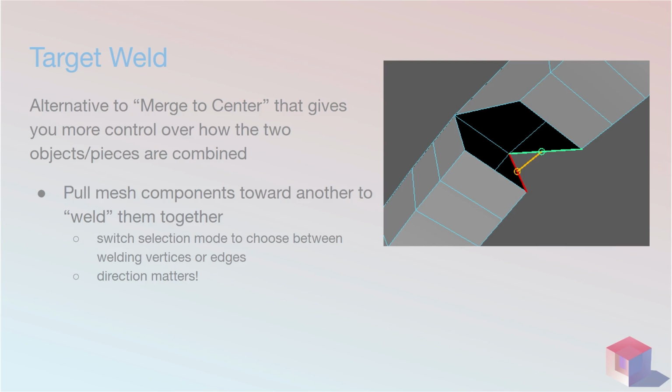Another method to do this is the target weld tool. While the merge the center tool takes the average of the two positions, the target weld tool basically pulls one vertex or one edge to the other, and then it welds them together essentially like that. Very useful for filling holes or connecting meshes.